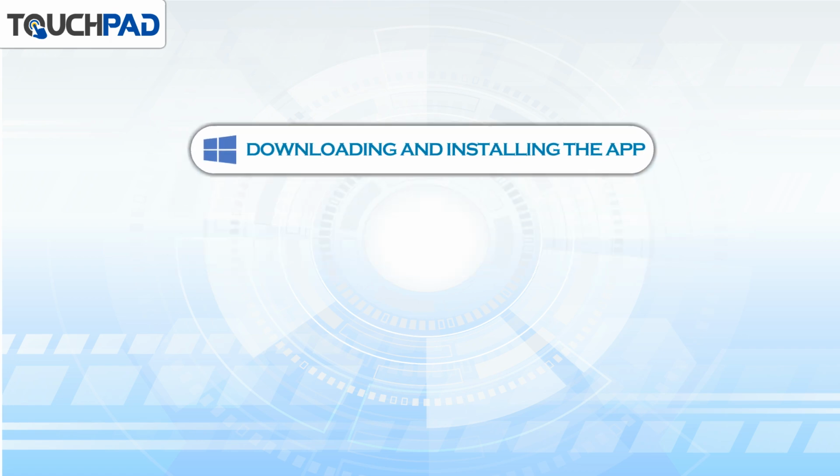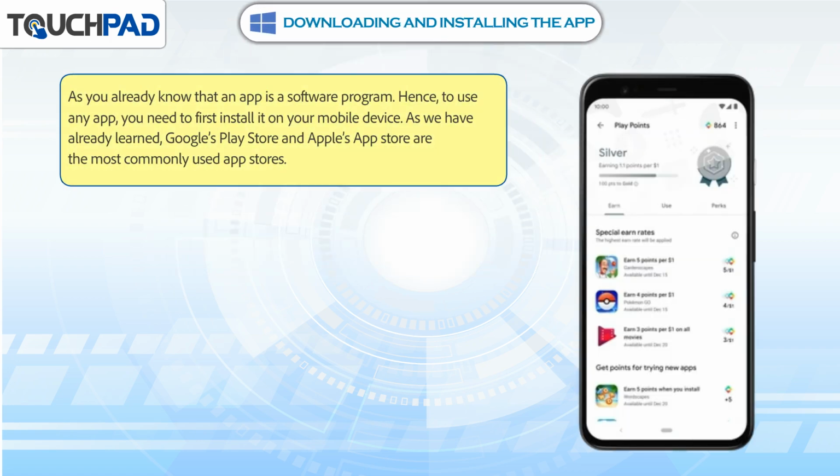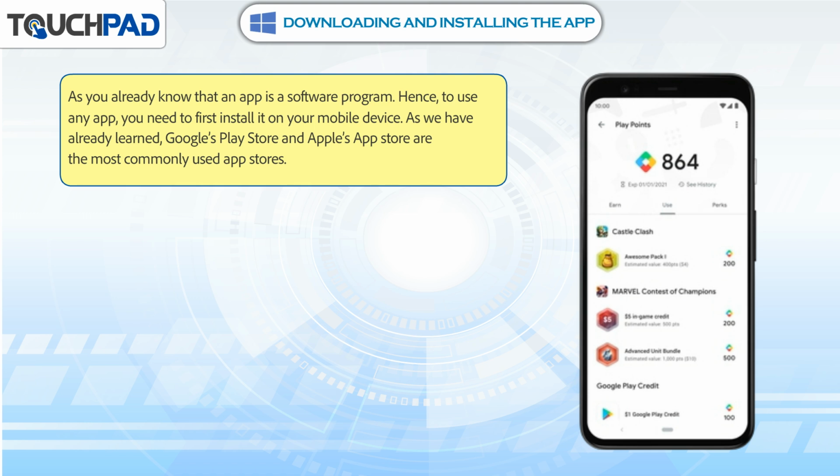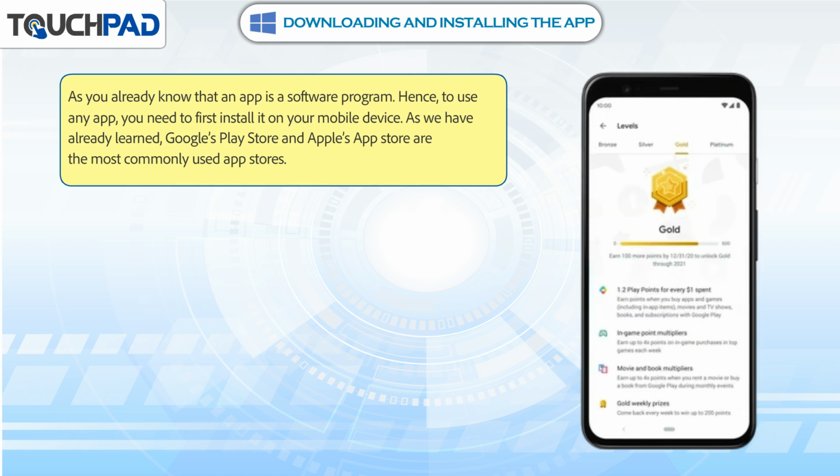Downloading and installing the app. As you already know, an app is a software program. Hence, to use any app, you need to first install it on your mobile device.